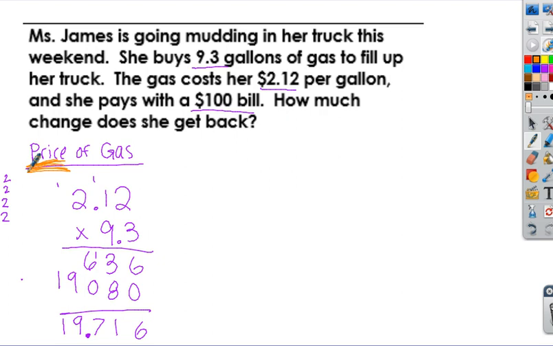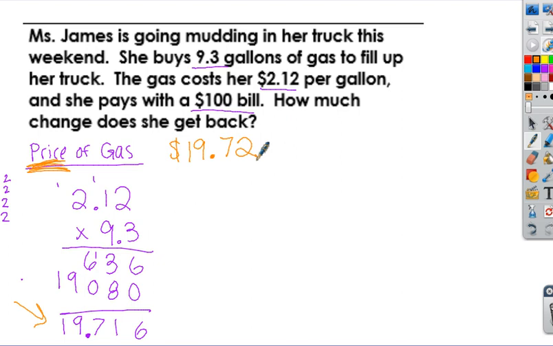If that's the case, then you need to interpret your answer in the context of the question. Really, the cost of gasoline is going to be $19.72. You're not going to have 0.716 of a dollar. So you round up to 2. The 6 tells the 1 to round up.